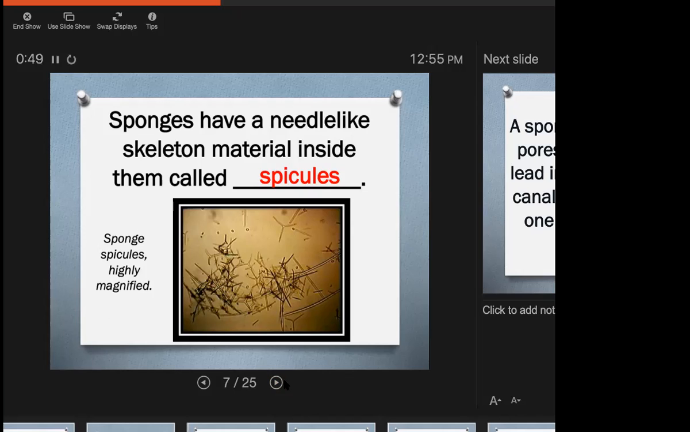In addition, you've got the support structure in a sponge, the harder portion of it, which is called spicules, and the soft portion is called spongin, like a sponge, softer, more flexible.